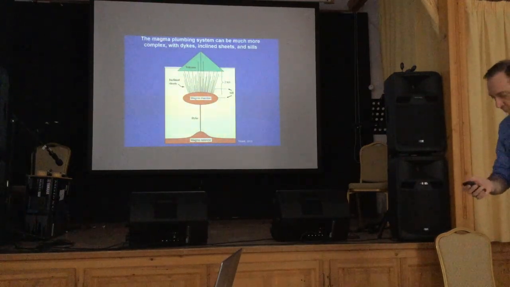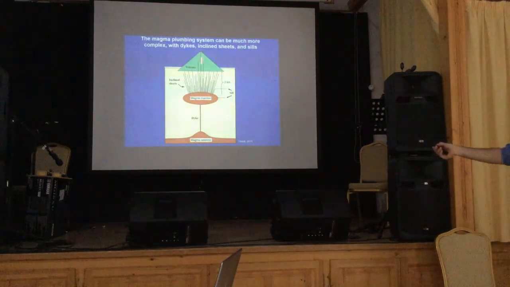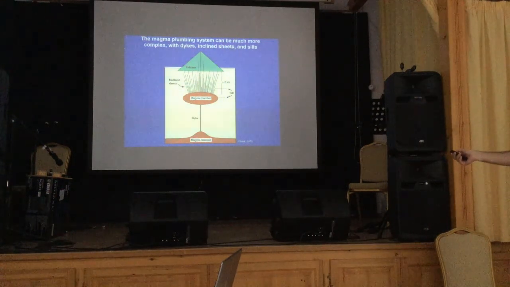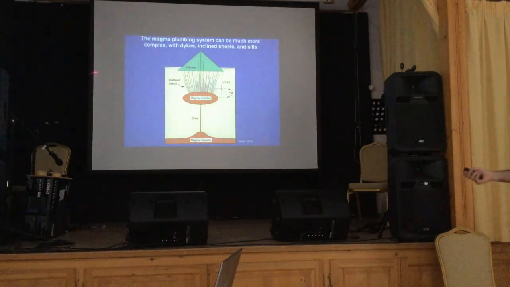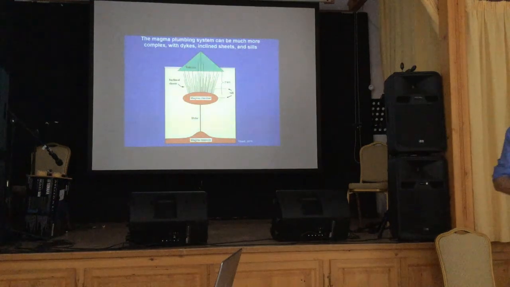There is also the possibility, okay, you have the vertical dikes in the middle, but you can have also inclined sheets. Inclined sheets is the name that we use for those conduits that are inclined, that are not vertical. And then, just to complicate things a little bit, we can have sills. Sills is the name that we give when the magma flows horizontally in the interior of the crust.